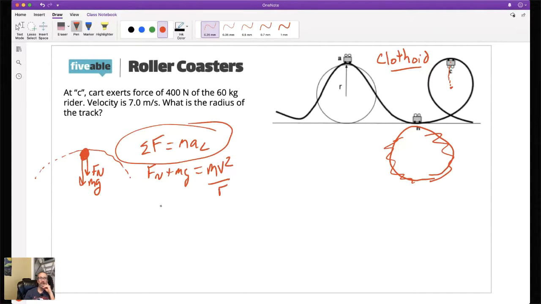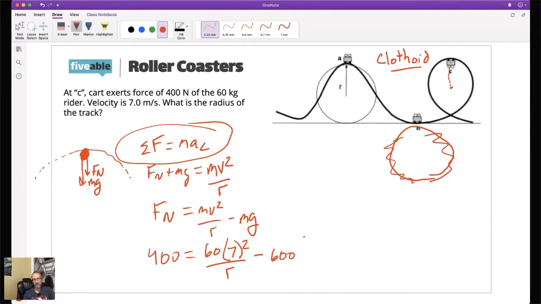Okay, cool. So enough of that. Let's do Fn. Fn is equal to mv squared over r minus mg. I cannot cross off the m, so be very careful because I can't cross it off here. So let's find out what the normal force is on this person. So 60 times 7 squared divided by my radius. Uh-oh, don't know my radius, right? But we do know that the normal force here is 400 newtons. Then we're going to take that and minus mg, which we know is 600.